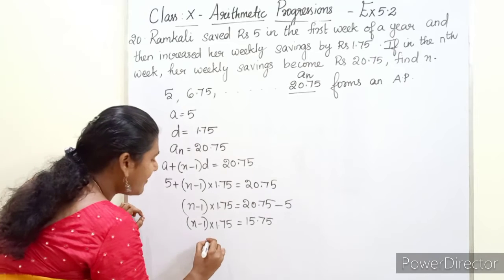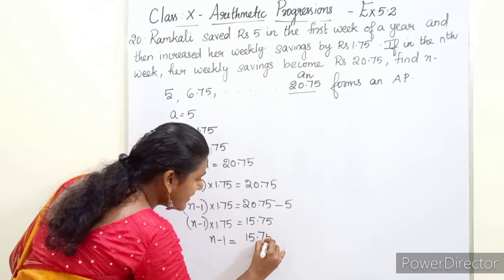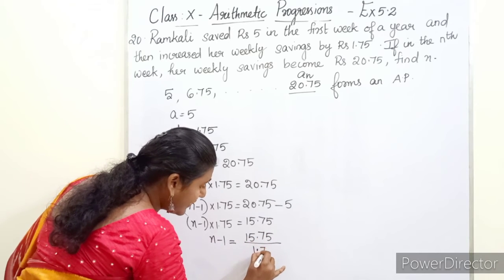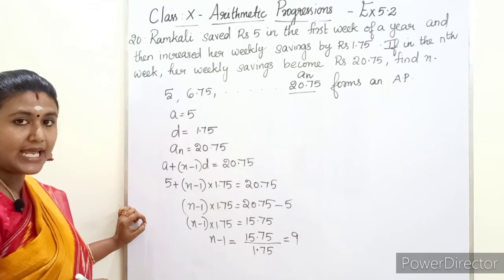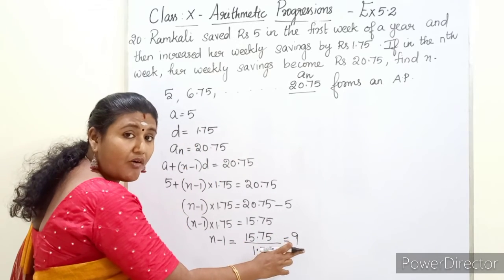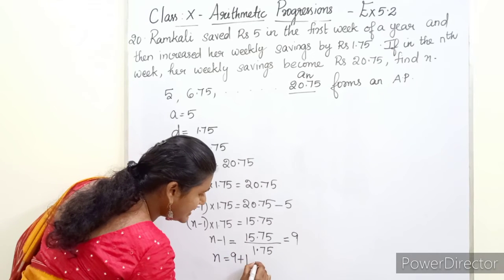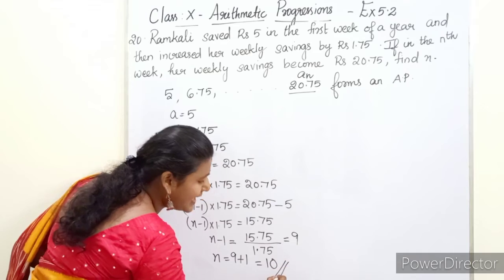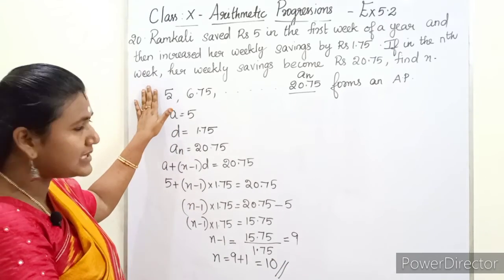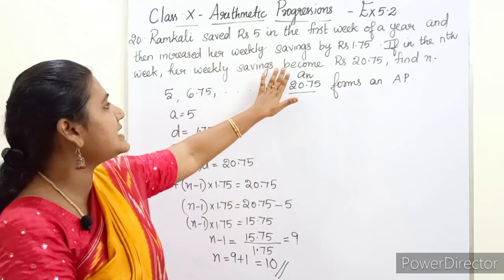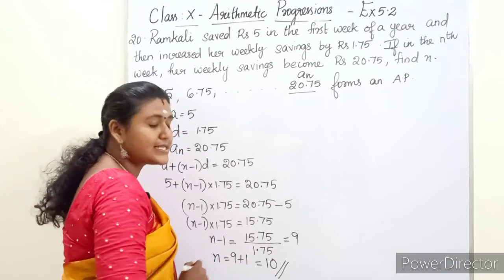So from this we will find out the value of n minus 1, that is 15.75 divided by 1.75. When you simplify, you will get the value as 9. So this is the value of n minus 1. So n is equal to 9 plus 1 is equal to 10. So the value of n is equal to 10, or we can say that after the 10th week her weekly savings become rupees 20.75. So the value of n is equal to 10.